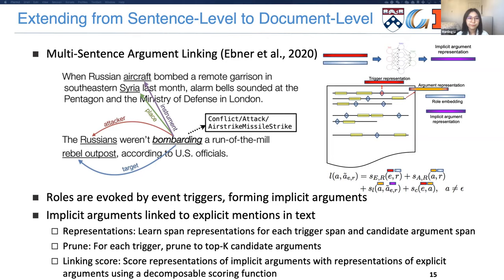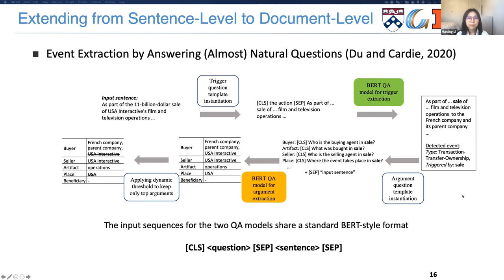Also, there are some new paradigms proposed for IE tasks. For example, to avoid the error propagation from entity extraction, question answering based event extraction is proposed. And in this work, several question templates are predefined for each event type. And for each input sentence, we map it into the standard BERT input format using these question templates. The extraction is done by two BERT-based QA models. The first one is for event trigger detection, and the second one is for argument extraction.